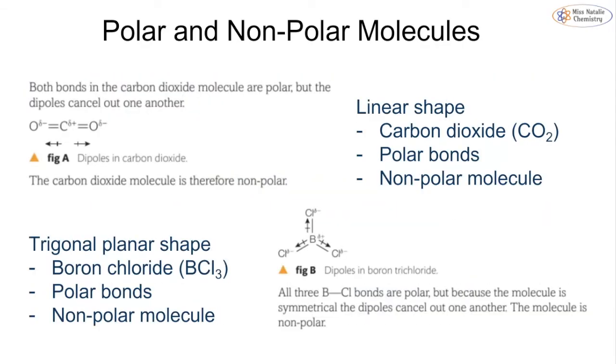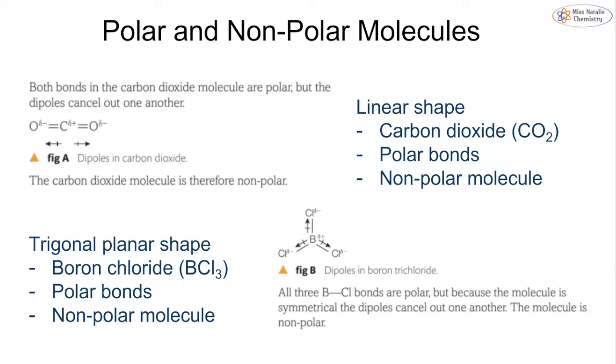So if we take a carbon dioxide molecule where we have a linear shape, we've got polar bonds because we have a difference in electronegativity, but the dipoles are pulling in opposite directions, therefore they are cancelling each other out. So carbon dioxide, whilst it has polar bonds, is a non-polar molecule. So overall, there is no charge or no difference in the charge distribution.